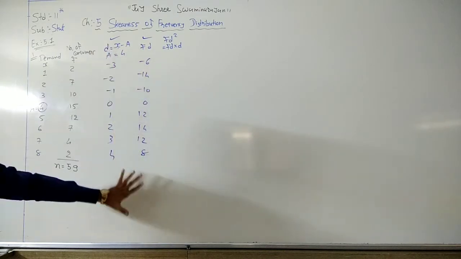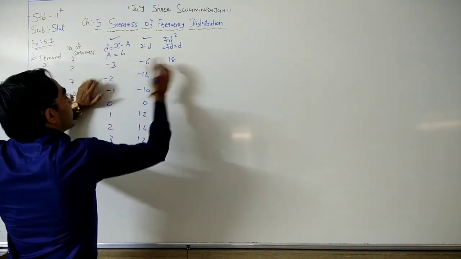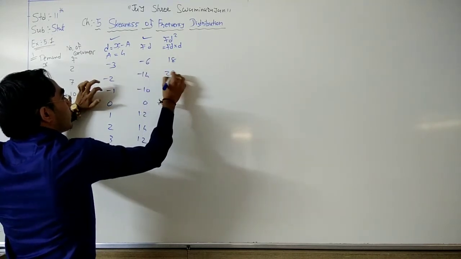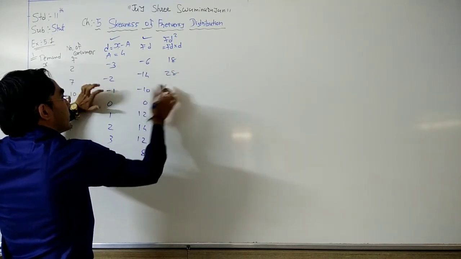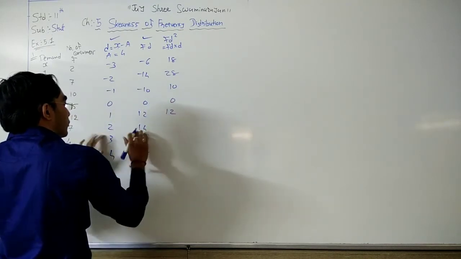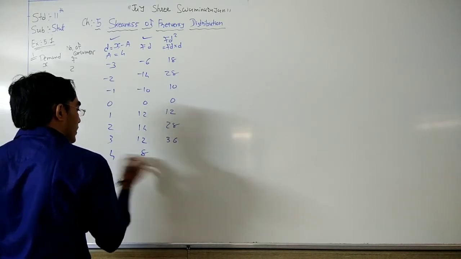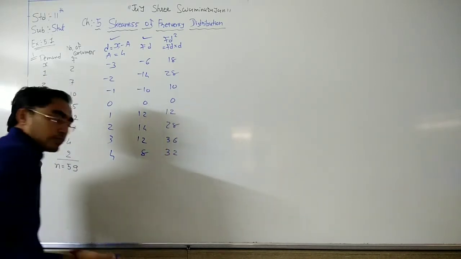So we need to multiply these two columns. Minus 6 into minus 3 is 18, minus minus plus. 14 twos are 28, minus minus plus. 10 ones are 10, minus minus plus. Here 0, 12 ones are 12, 14 twos are 28, 12 threes are 36, 8 fours are 32.